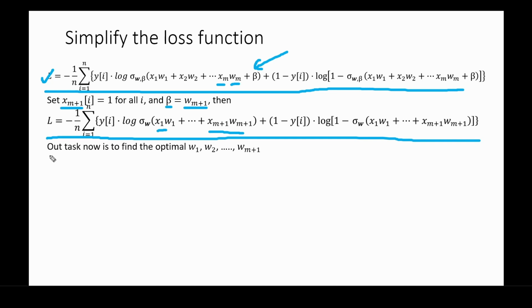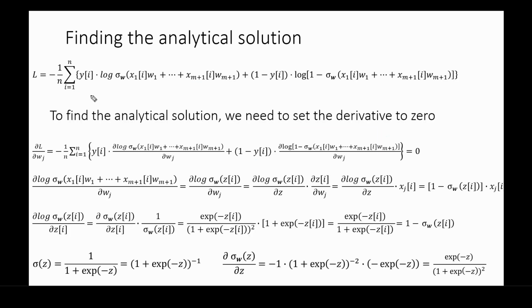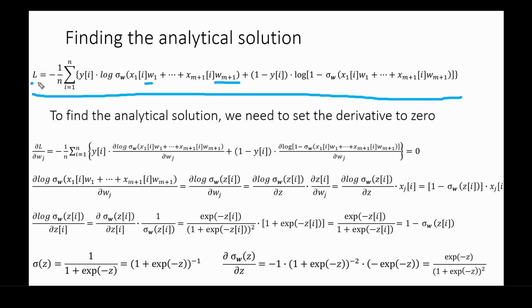So if we do that, our task now is to find the optimum w1 all the way to wn plus 1. Let's now copy the expression of the loss function to the top of this slide. Naturally, if we want to find the w's that minimize the loss function, what we need to do is to take the derivative of the loss function with respect to each w and then set the derivatives equal to 0. That way we will get a system of equations, and the optimum w's can be found by solving the system of equations.